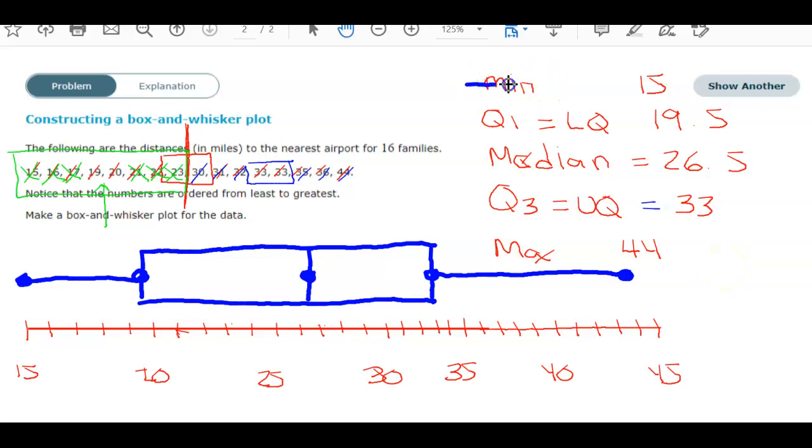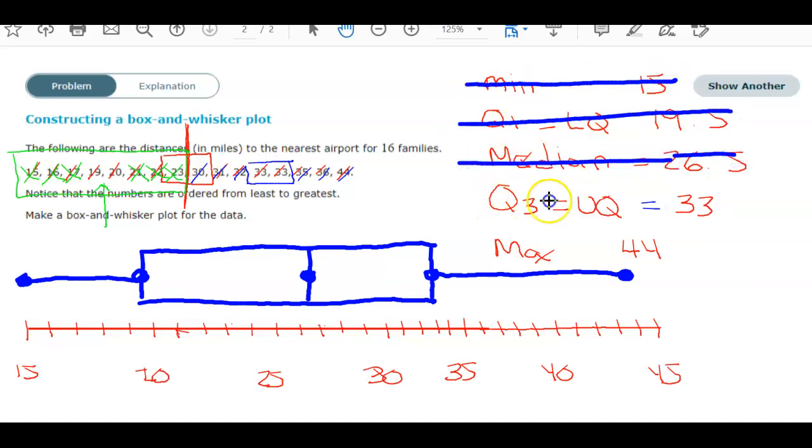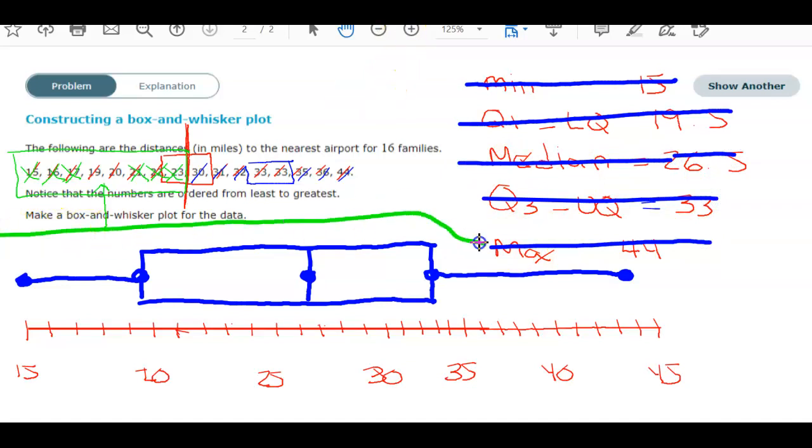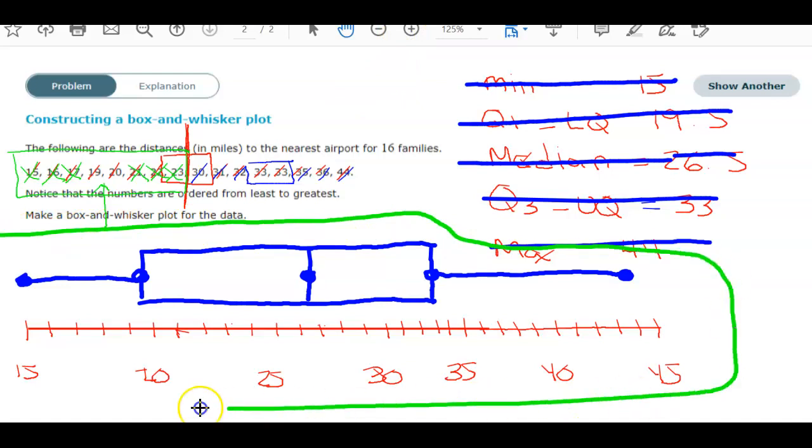So on quiz or test questions, this stuff might not be there for you. What you guys would have to do is look at everything down below. Let me go ahead and put this in green. So everything down here, you'd look at it and the questions would be, what's the minimum? And you'd look and go, hey, it's 15. Okay, what's the maximum? It's 44. You know, upper quartile, lower quartile, and median.